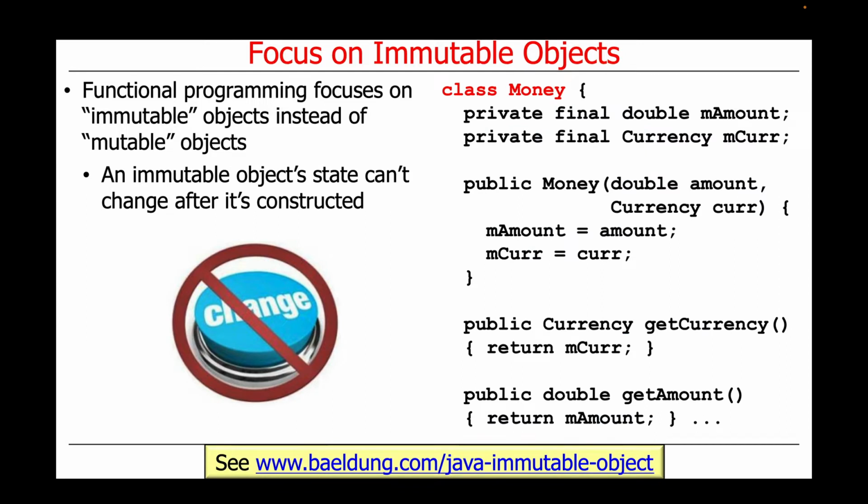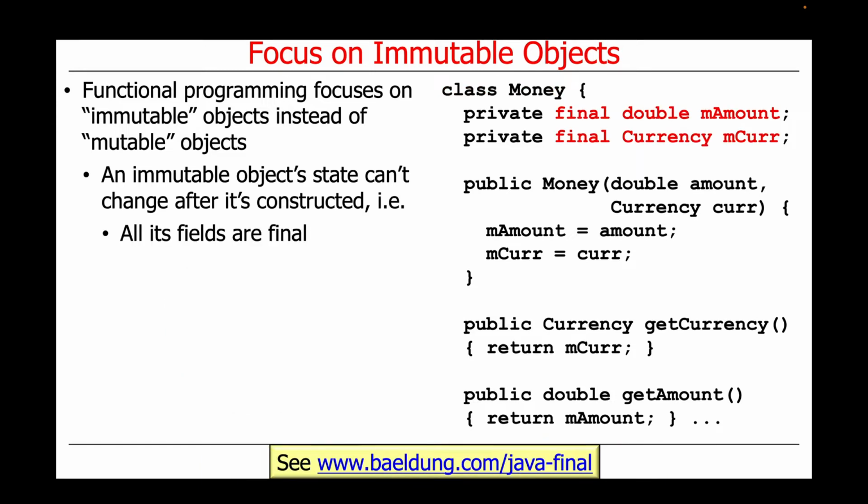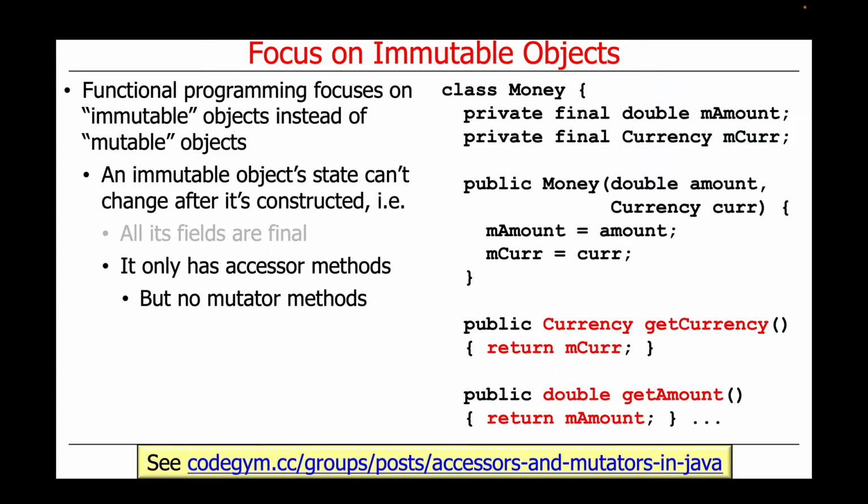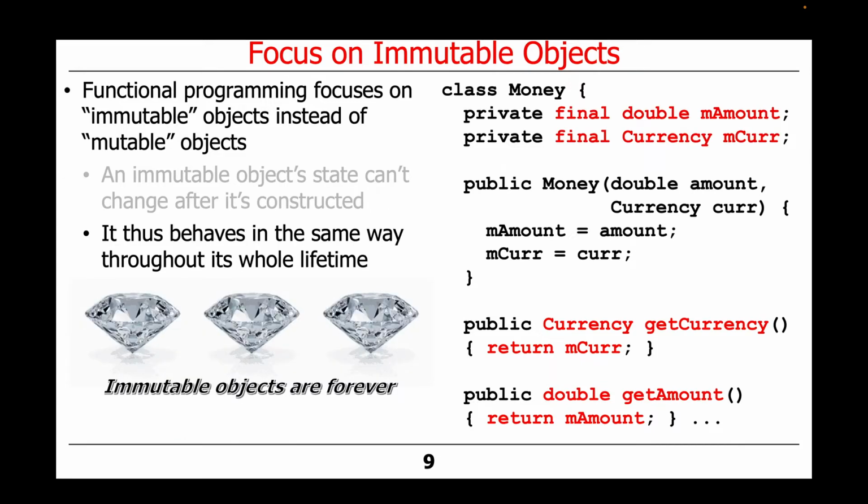Take, for example, the Money class shown here on this slide. The Money class contains only final fields, such as mAmount and mCur. Moreover, it only has accessor methods, such as getCurrency and getAmount, that return mCur and mAmount, respectively. However, it contains no mutator methods whatsoever. Instances of Money will behave in precisely the same way throughout their whole lifetime. Therefore, immutable objects are forever, just like diamonds.